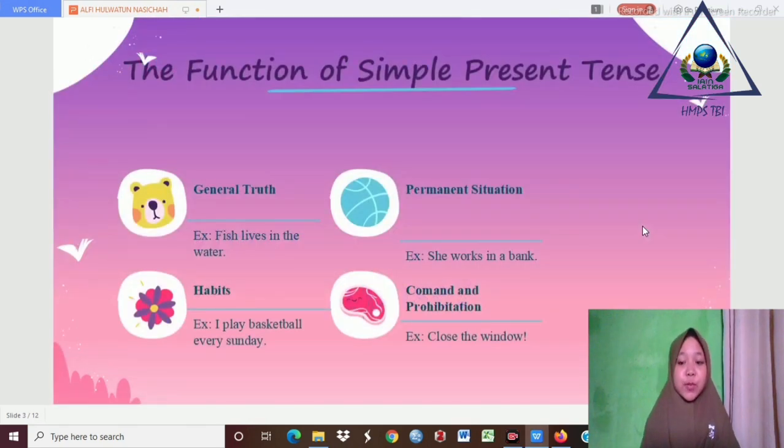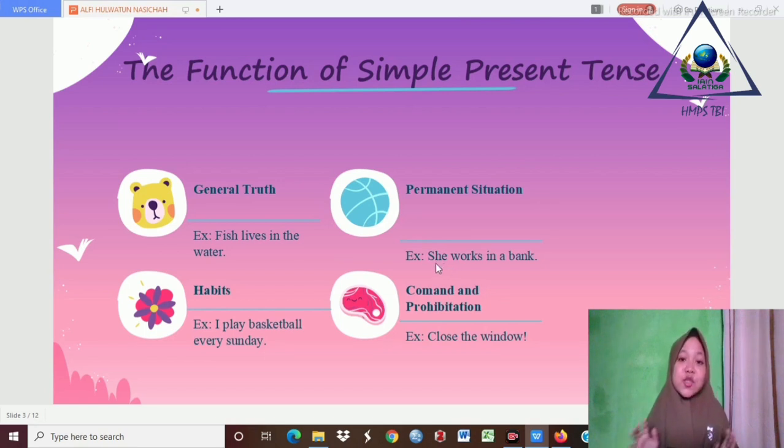Okay, the first function of simple present tense is to show the general truth. For example, fish live in the water. We know that fish live in the water. We cannot neglect it, and that is the truth. And then secondly, it is to show a permanent situation. For example, she works in a bank.